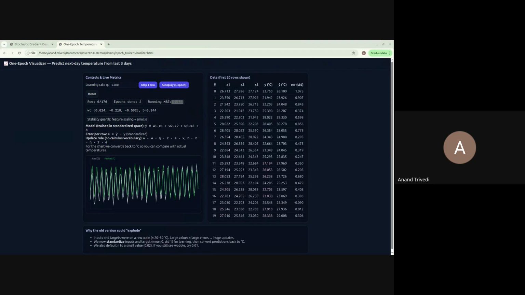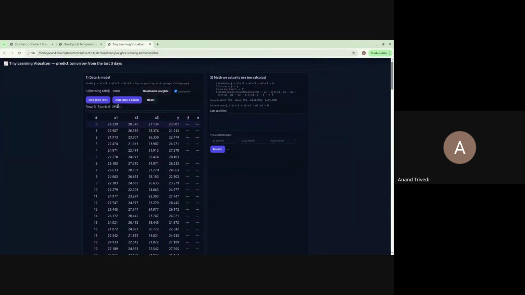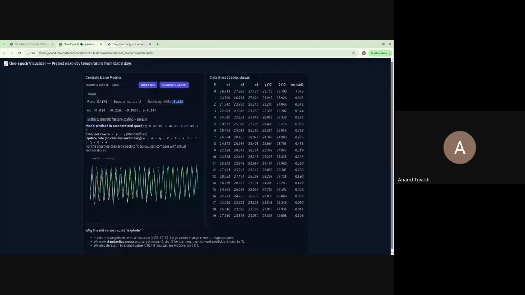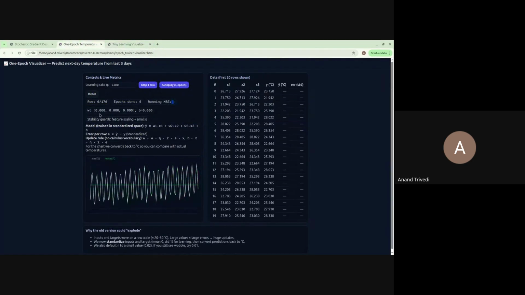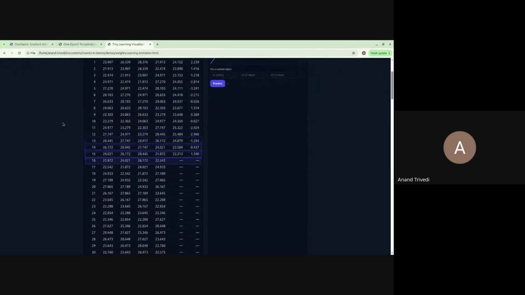Similarly, we have this one, and it is again the same thing. We have the learning rate. This time we have randomized the weights. In the previous session, if you see, when I reset, they were zero. This time I have done randomization. Every time I click, it is something random. Then I will calculate everything. It is calculating everything.